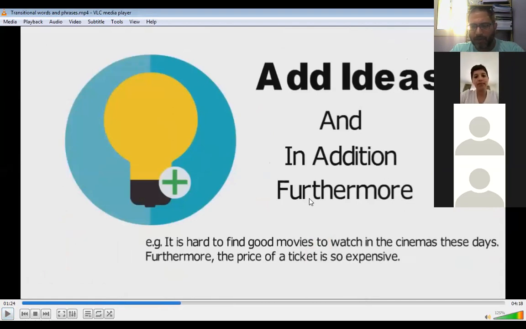Now he's going to give you, by the way, more than one way to use transitions. You get the idea? Like for example, to add, he's just saying we can have and, in addition, furthermore, and so on. And the example is clear. Furthermore, the price of a ticket is so expensive.